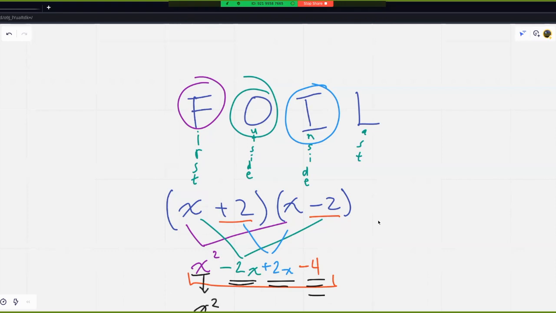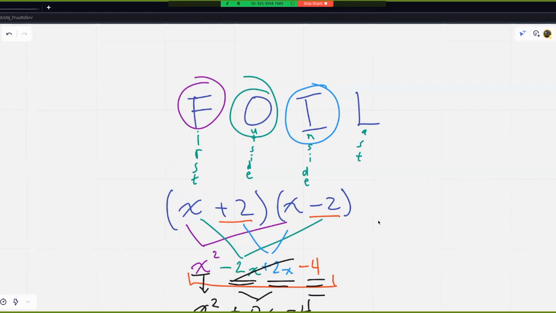Then we get these two, right? Plus and minus and plus rather. Minus 2x plus 2x, that's just going to cancel out. So that's just going to be plus 0x, if you want to just keep track of everything. And then minus 4, bring that down, because that does not interact with anything else.